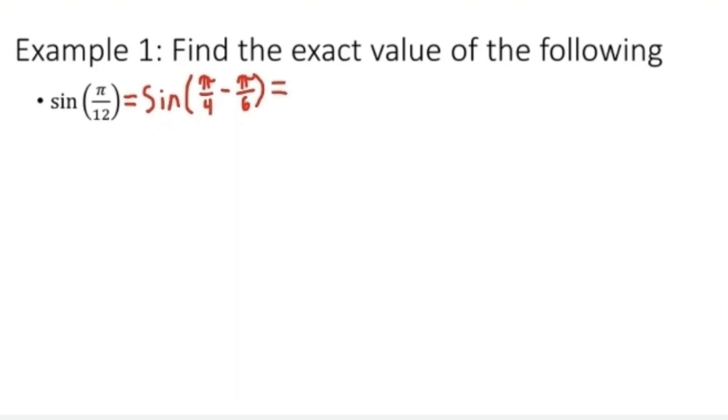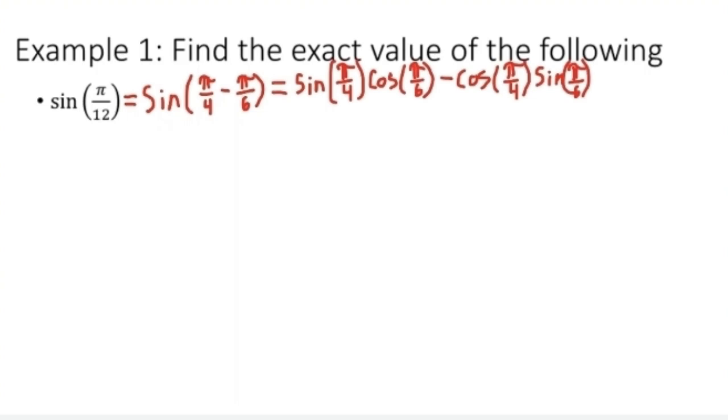Now we can apply the sine difference formula. And when we do, we have sine pi over 4 cosine pi over 6 minus cosine pi over 4 sine pi over 6 equals sine pi over 12. Now we can evaluate each trig function at the angles that we know are on the unit circle.